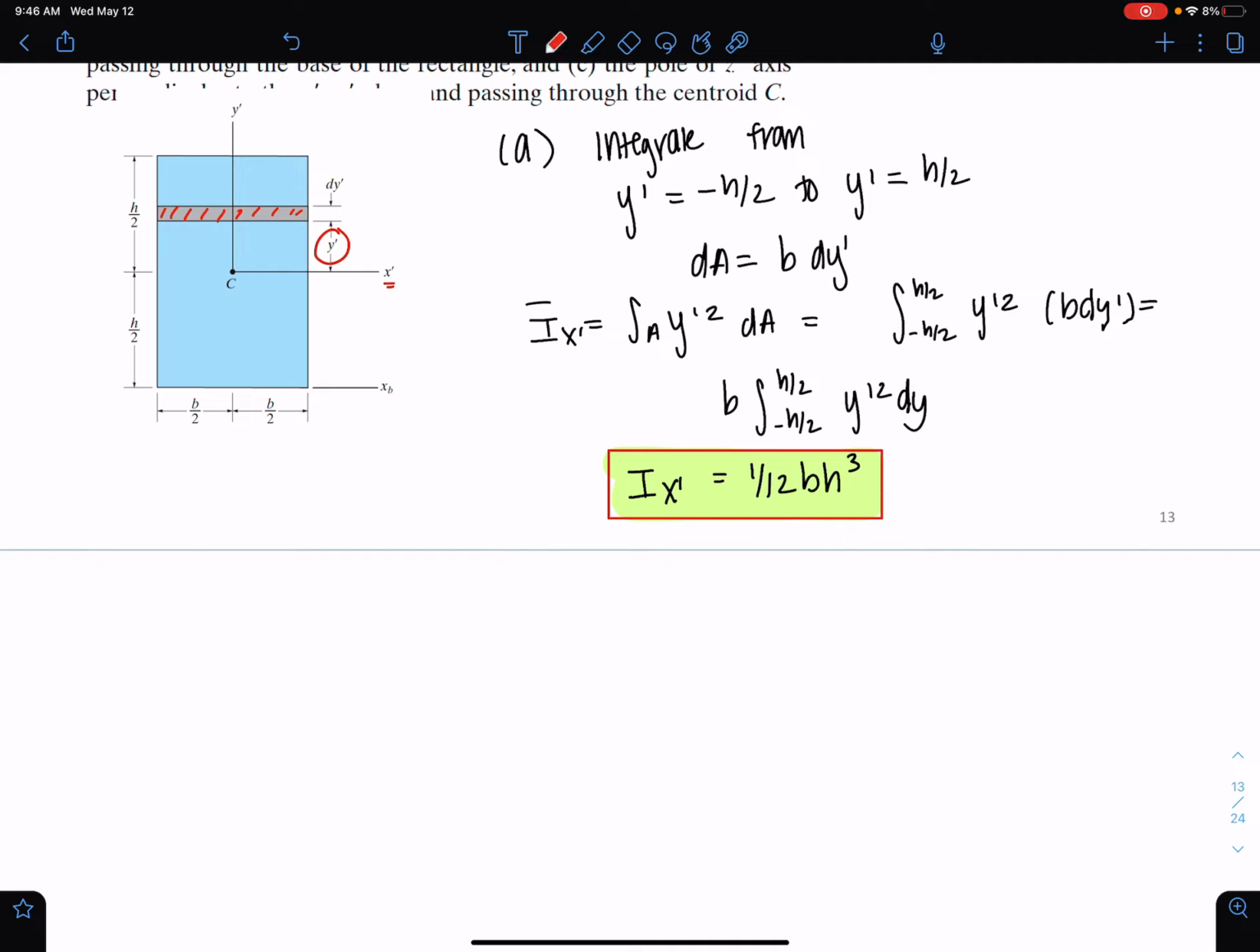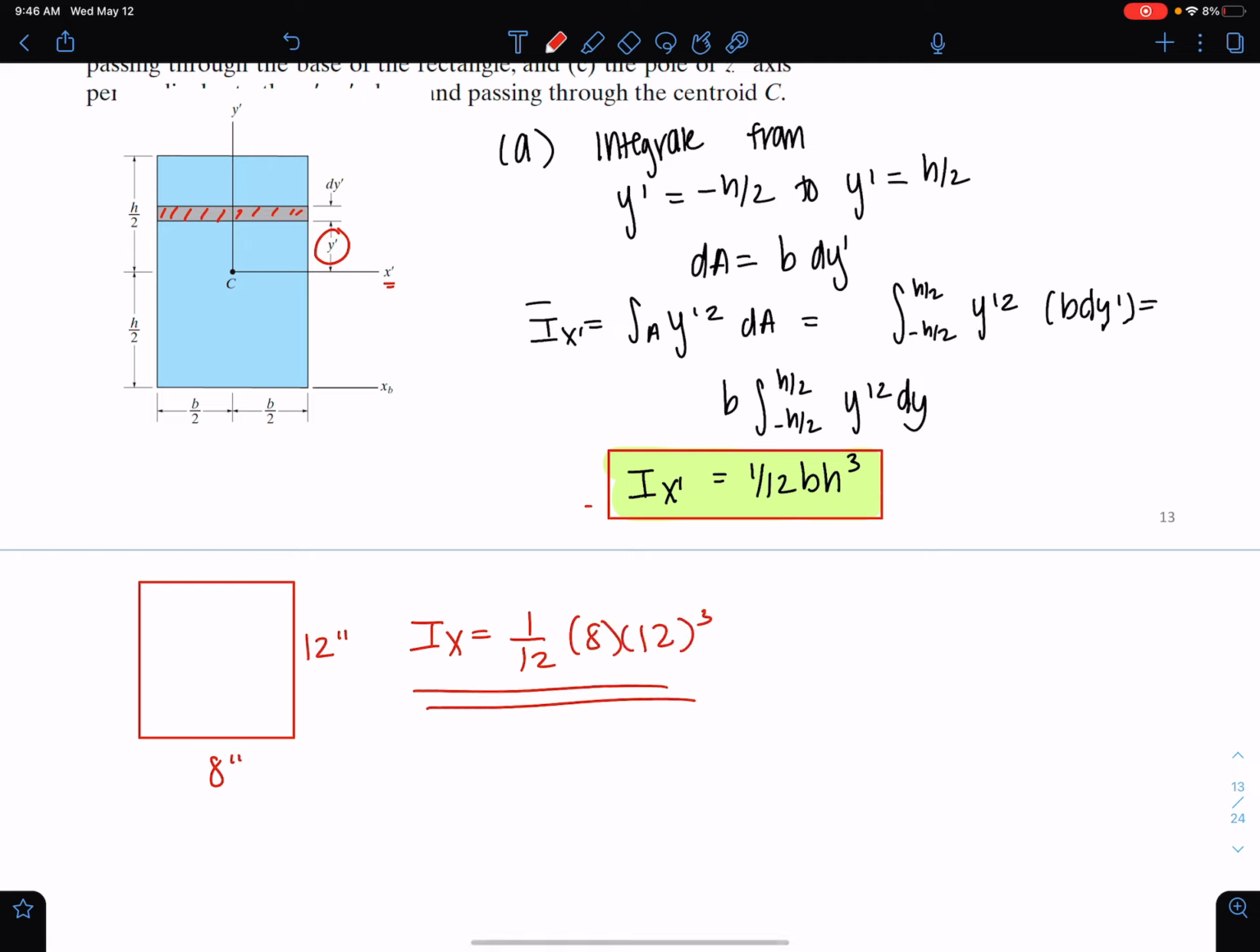If you want the other axis, you're going to switch the b and h's. So let me show you what I mean by that. If we have a rectangle and the base is 8 inches, height is 12 inches, Ix is equal to 1 over 12, 8 times 12 cubed. That is always, we just derived, the moment of inertia (MOI) of a rectangle, okay?